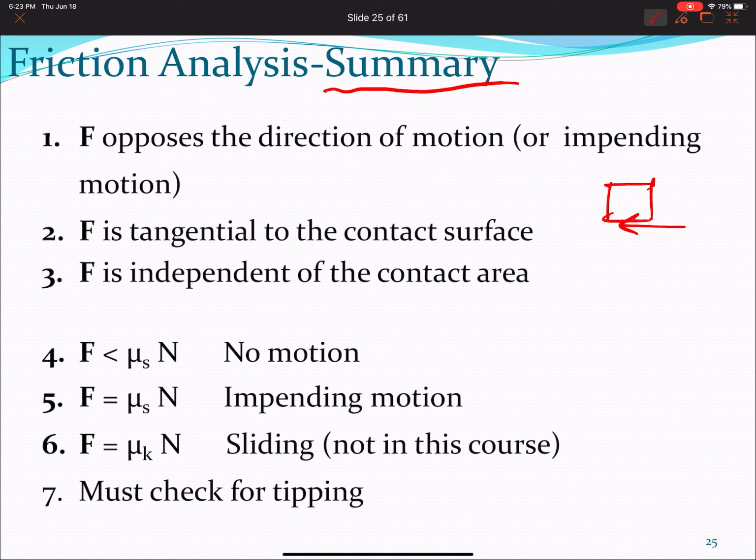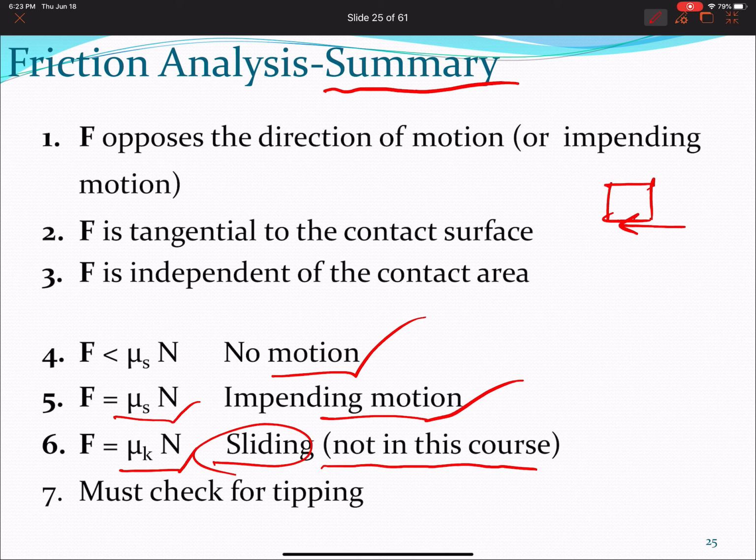If F is less than mu s times the normal force, there is no motion. If it's equal, there is impending motion. It's about to move. And if it is equal to the kinetic friction coefficient times the normal force, the body is sliding. So we will not cover those cases in this course.